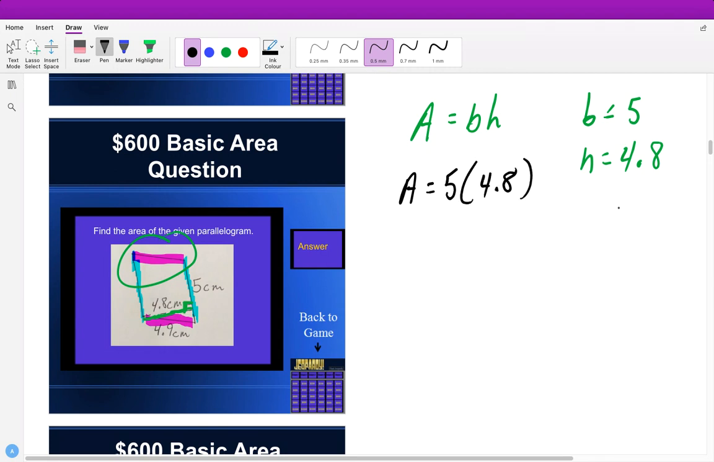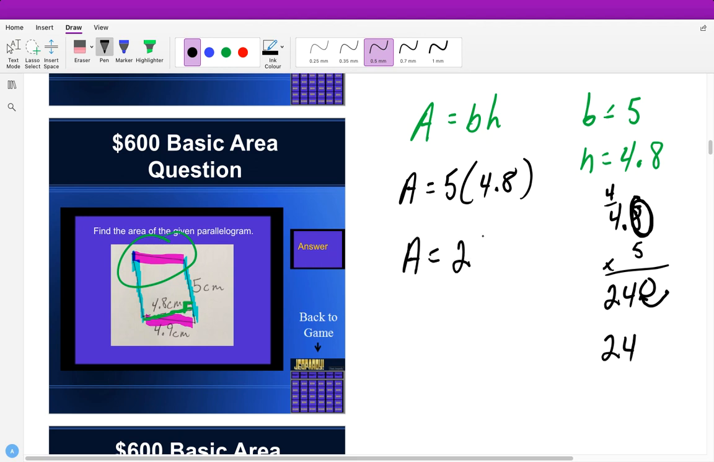And if you're not sure how to do this, we can then do 4.8 times 5. Well, 5 times 8 is 40, so we put the 0 down and carry the 4. 5 times 4 is 20. We add the 4 that we carried, so it's 24. And then we say, well, we have one total number that's a decimal, so that means we need to move this decimal one place value. So that is 24. So our area is equal to 24. And since we have units now, we will say centimeters squared.